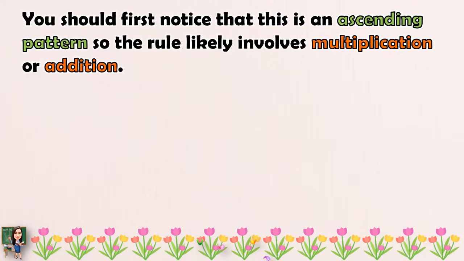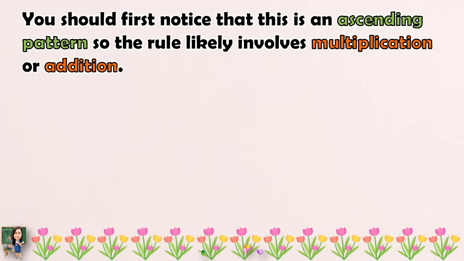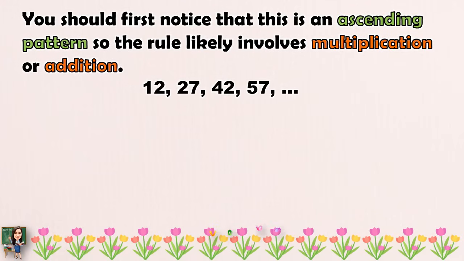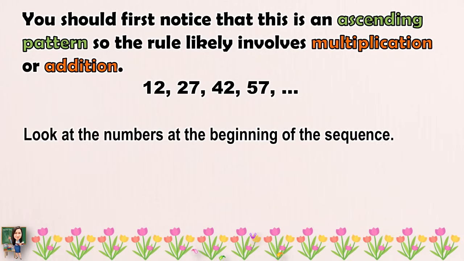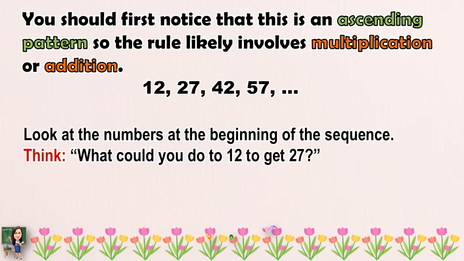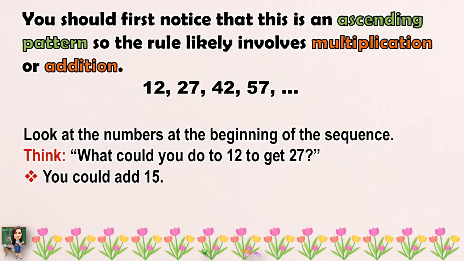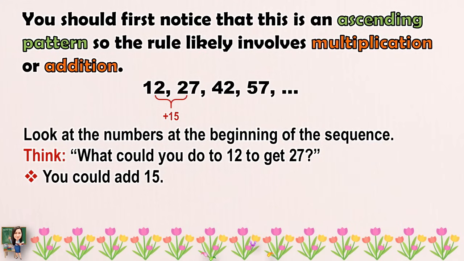You should first notice that this is an ascending pattern, so the rule likely involves multiplication or addition. 12, 27, 42, 57, etc. Look at the numbers at the beginning of the sequence. Think, what could you do to 12 to get 27? You could add 15. 12 plus 15 equals 27.